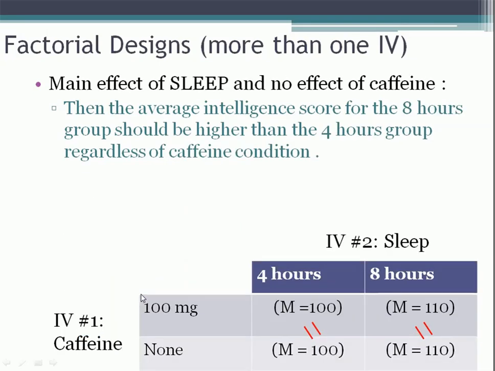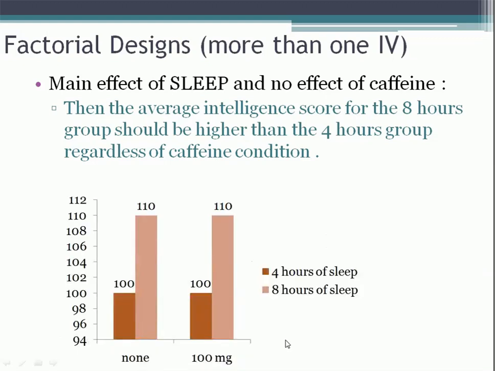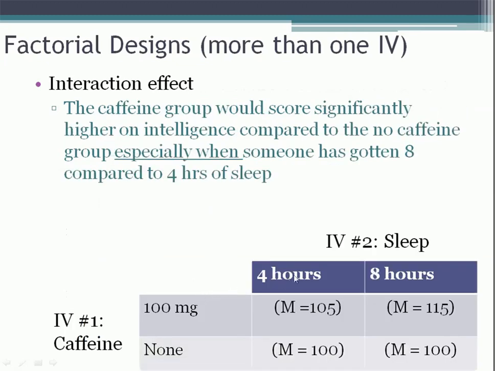Now we could make this the opposite, right? Maybe you do the best when you get 8 hours of sleep regardless of how much caffeine you get. So now this is a main effect of sleep and no effect of caffeine. Here you score the highest in the 8-hour group regardless of whether you get no caffeine or 100 milligrams, and you score the lowest in the 4-hour group, again regardless of whether you get no caffeine or 100 milligrams.